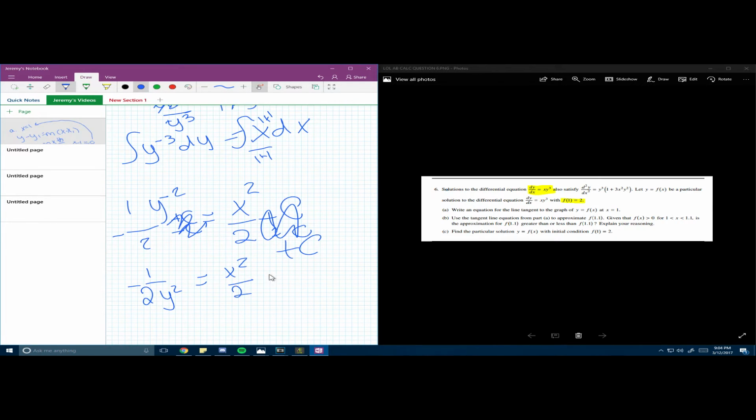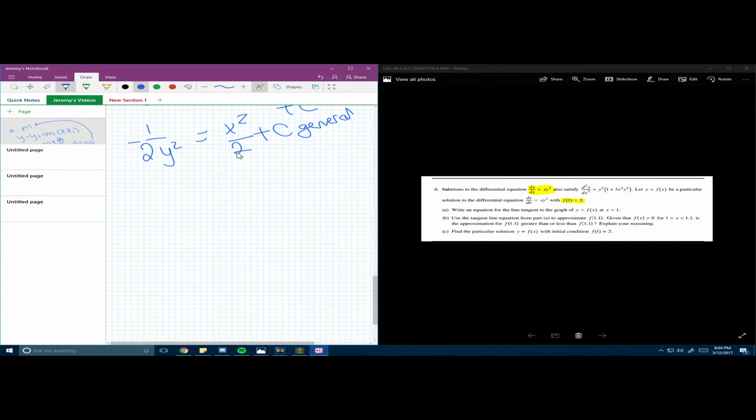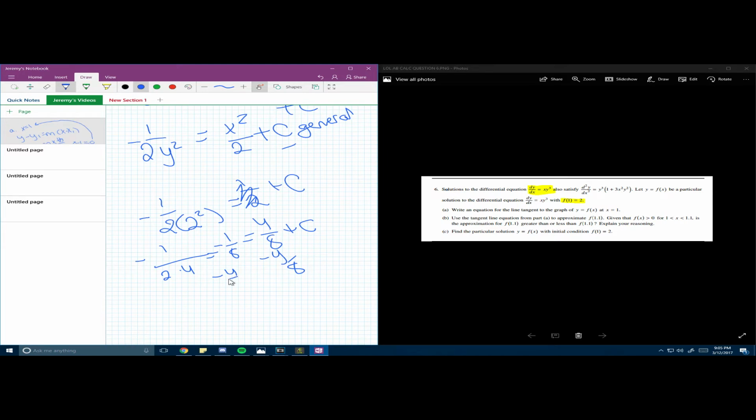Alright, so we are given this so far. Now this would be a general solution, but it's asking for a particular solution, so we need to find this constant with the initial conditions. So if you remember, it was y equals 2, x equals 1. Negative 1 over 2 times 2 squared is equal to 1 squared over 2, plus c. Negative 1 over 2 times 4 equals negative 1/8 is 1/2 plus c, subtract 4/8 from here, you get that c equals negative 5/8.